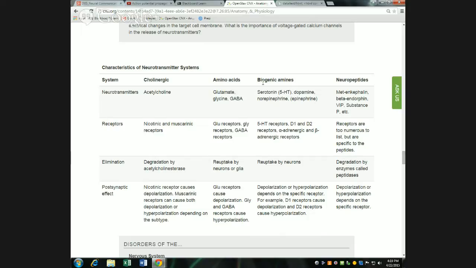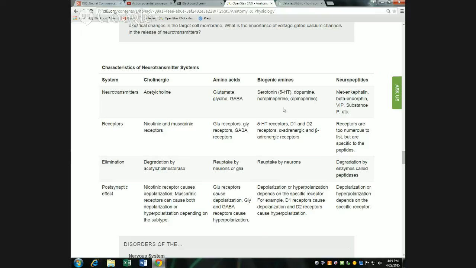And then the next column here are biogenic amines, which the examples I have here are serotonin, dopamine, and norepinephrine. Biogenic amine is saying that these are neurotransmitters that are made in the body. That's what biogenic means. And they have an amino group attached to them, amines. They're not amino acids. They no longer have anything making them organic acids, but they were made from organic acids.